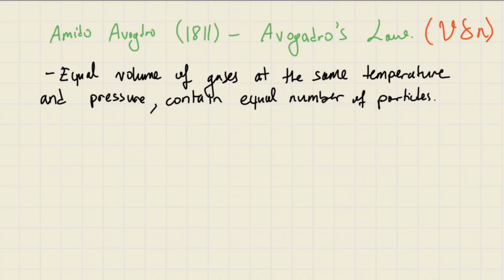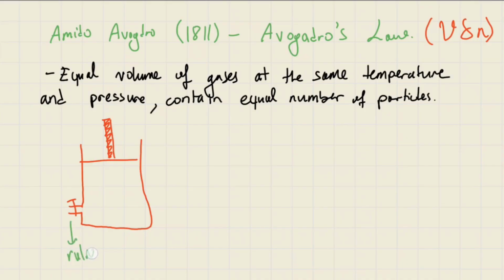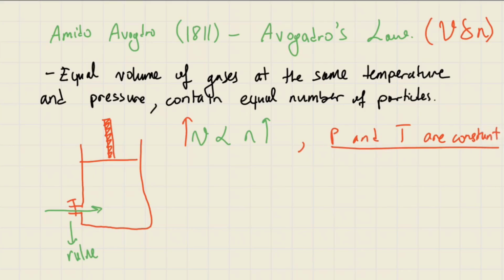We can represent this law by just adding a valve to the bottom of our piston. I am drawing my best on the tablet. So we have a valve and we can put a gas here. If you put the gas in, then the number of particles will increase. If the number of particles increases, then volume should increase. But in this case, pressure and temperature are constant. They have to be kept constant to apply this law.